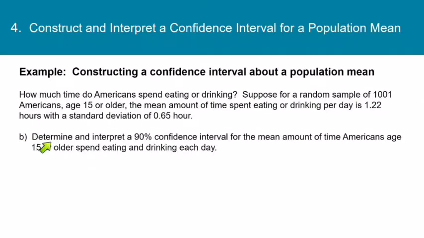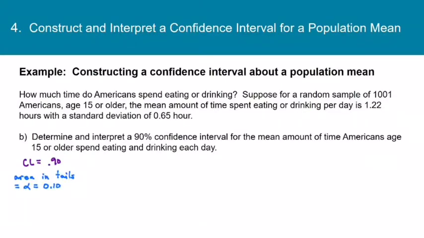And part B, determine and interpret a 90% confidence interval for the mean amount of time Americans aged 15 or older spend eating and drinking each day. Okay, we know from the problem that the confidence level is 90% or 0.90.